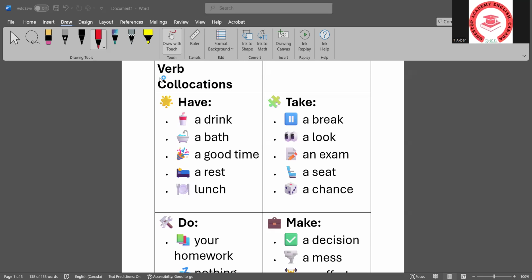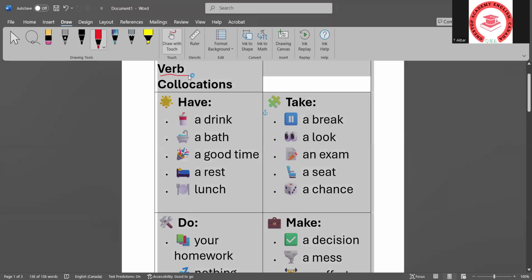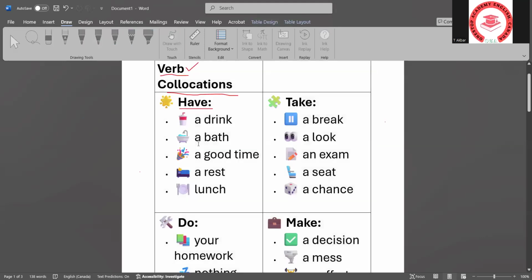Today we will learn verb collocations. Verb collocations are the combination of verbs with specific words. For example, here the verb is have. It always goes with these specific words. For example, you'll say have a drink, have a bath, have a good time, have a rest, have lunch.